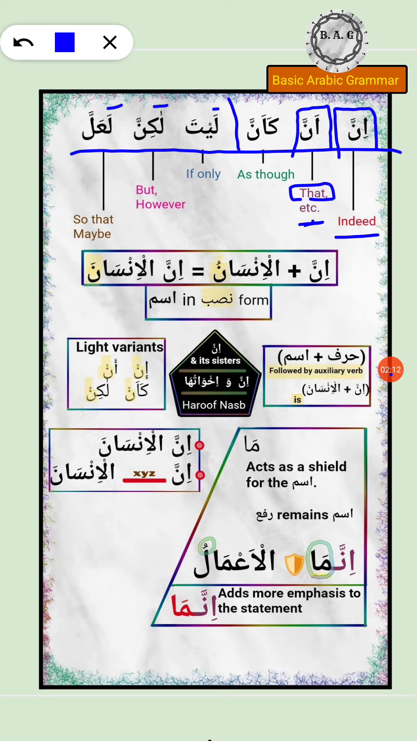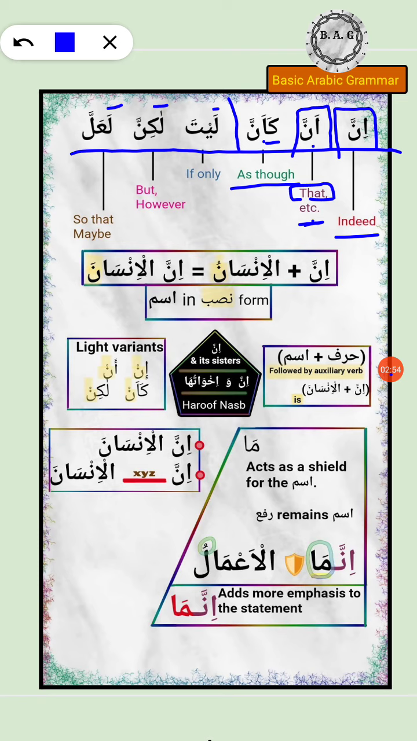Next we have ka'anna. Ka'anna means as though or as if. It is a combination of 2 haroof. First is your ka, which is harf jar, which means similar to or like. And anna is this anna. So ka plus anna is equal to ka'anna, and if we combine their meanings, they would mean like that. So it is like that, blah blah blah. And a more sophisticated and appropriate way of saying that is as though, or as if.